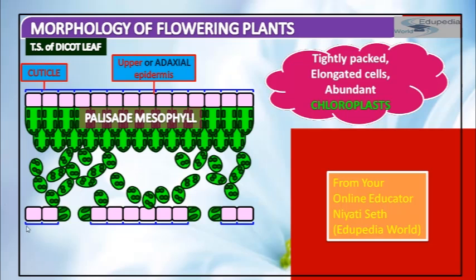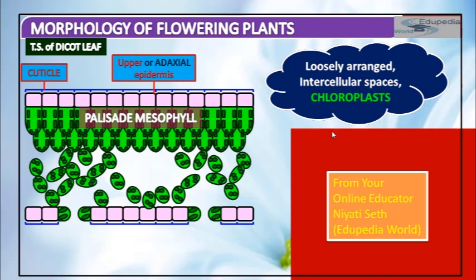Now, what about the spongy mesophyll? They have loosely arranged intercellular spaces and chloroplasts in it. So, this is your spongy mesophyll. It is composed of very few layers of loosely arranged spherical and oval parenchyma cells, see, these are oval here, with prominent intercellular spaces. See, intercellular spaces are there. And these cells contain very few chloroplasts, whereas in the palisade mesophyll, abundant chloroplasts were there.